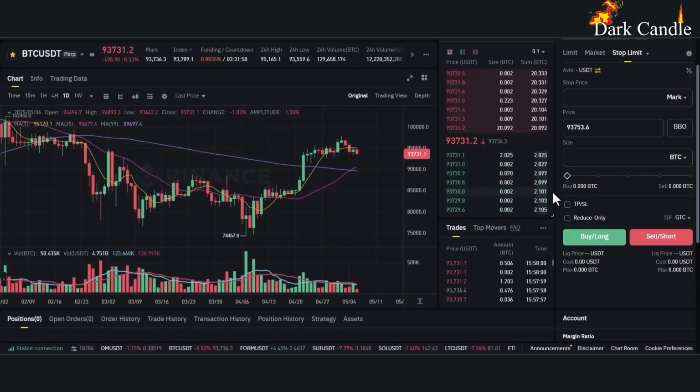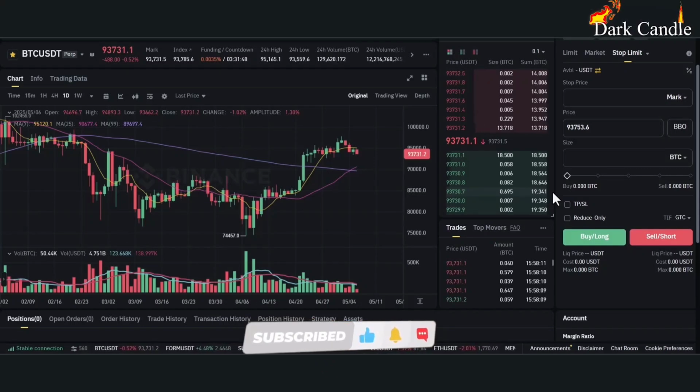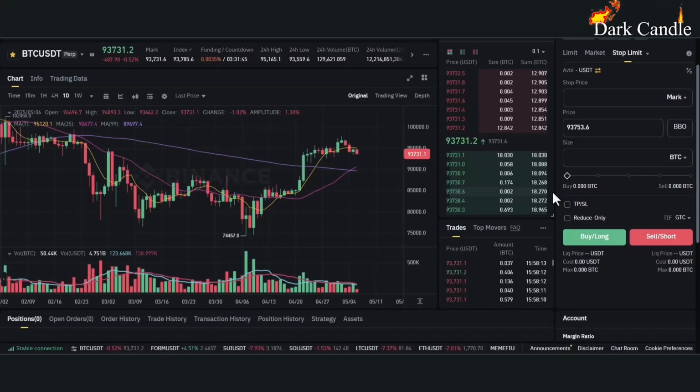And about funding rates. Unlike spot markets, futures have funding rates, periodic fees exchanged between long and short traders. If more people are long, longs pay shorts, and vice versa. This helps keep futures prices in line with the spot market. It is small, but important to consider if holding positions for a long time.